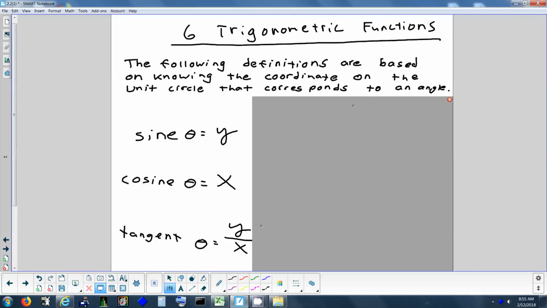So if they ask you a problem about the sine, all you need is the y value of the coordinate. If they ask you a problem about the cosine, you need the x value. And then if they ask you a problem about the tangent, you need both, and you divide them. Take the y and divide by the x.